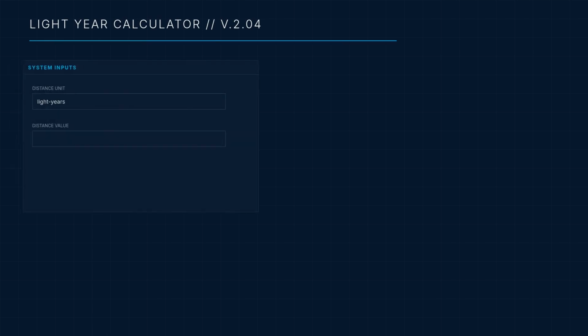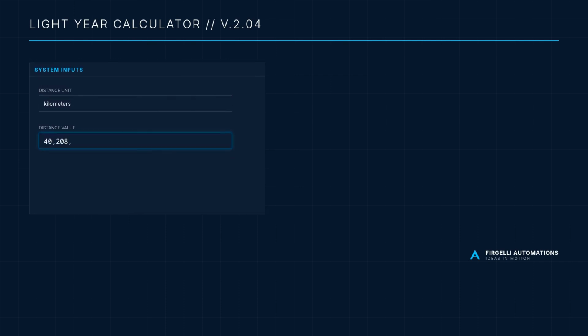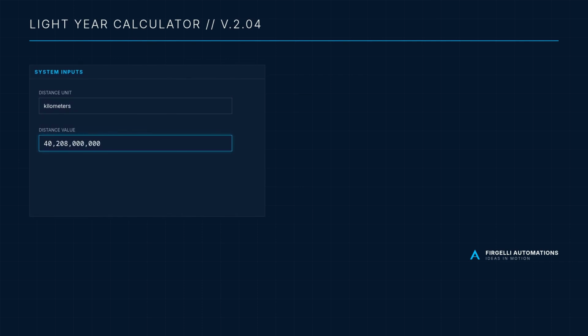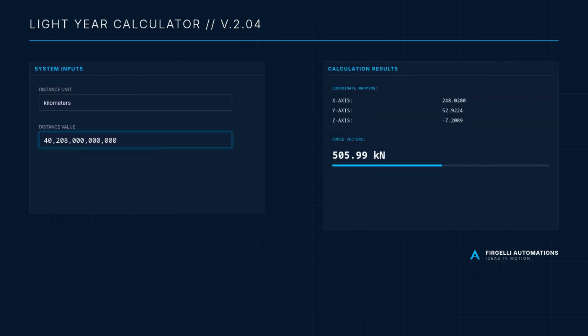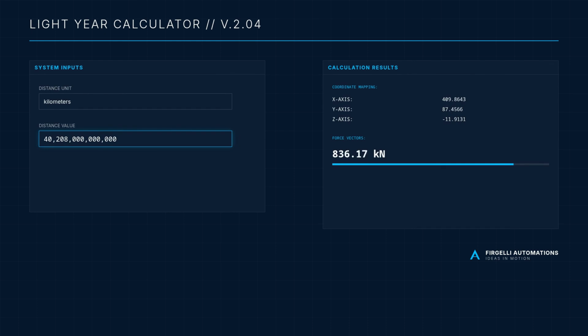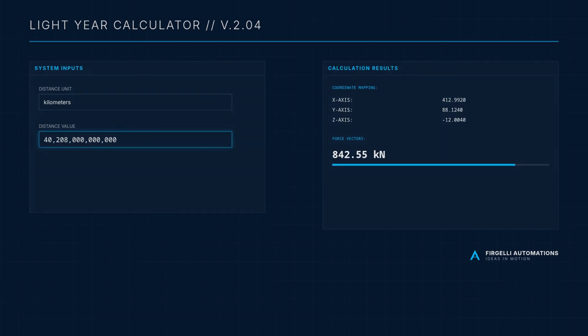Next, choose your distance unit from kilometers, meters, miles, astronomical units, or parsecs. I'll select kilometers. The output unit dropdown has the same options, and I'll keep it as kilometers. Now enter your distance value. I'm using 40,208,000 kilometers. Click Calculate to see your results.